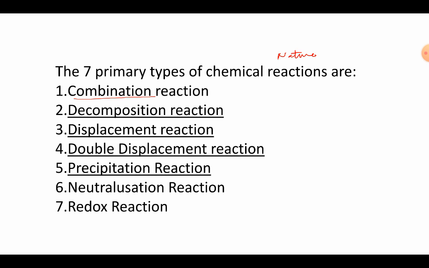Second is the decomposition reaction. Third is displacement reaction. Fourth is double displacement reaction. Then is precipitation reaction. Then is neutralization reaction. And finally there is redox reaction. Okay, so basically on the type or on the nature of the chemical reaction, the reactions are of 7 types. Now let us discuss in brief today what is the basic nature of these reactions.